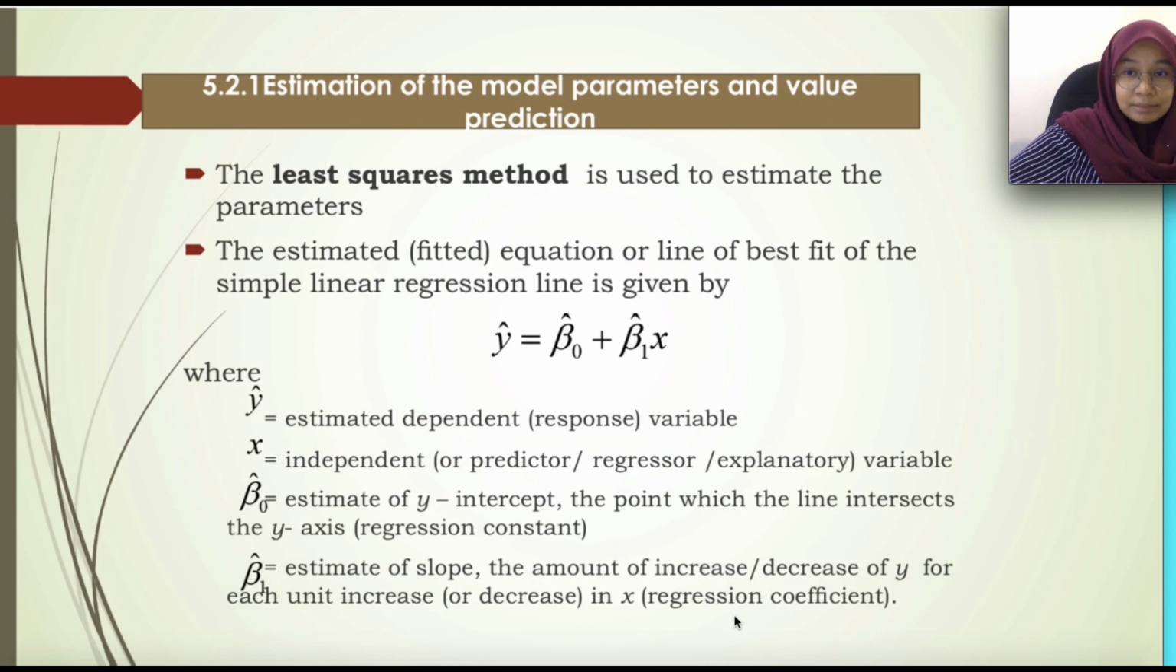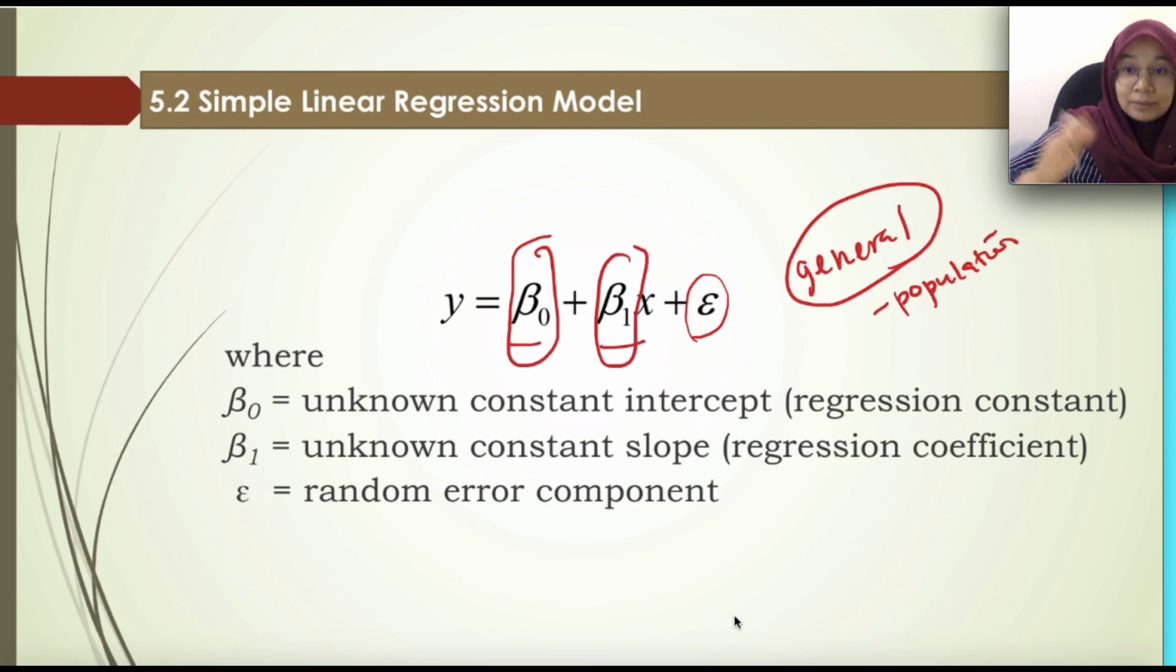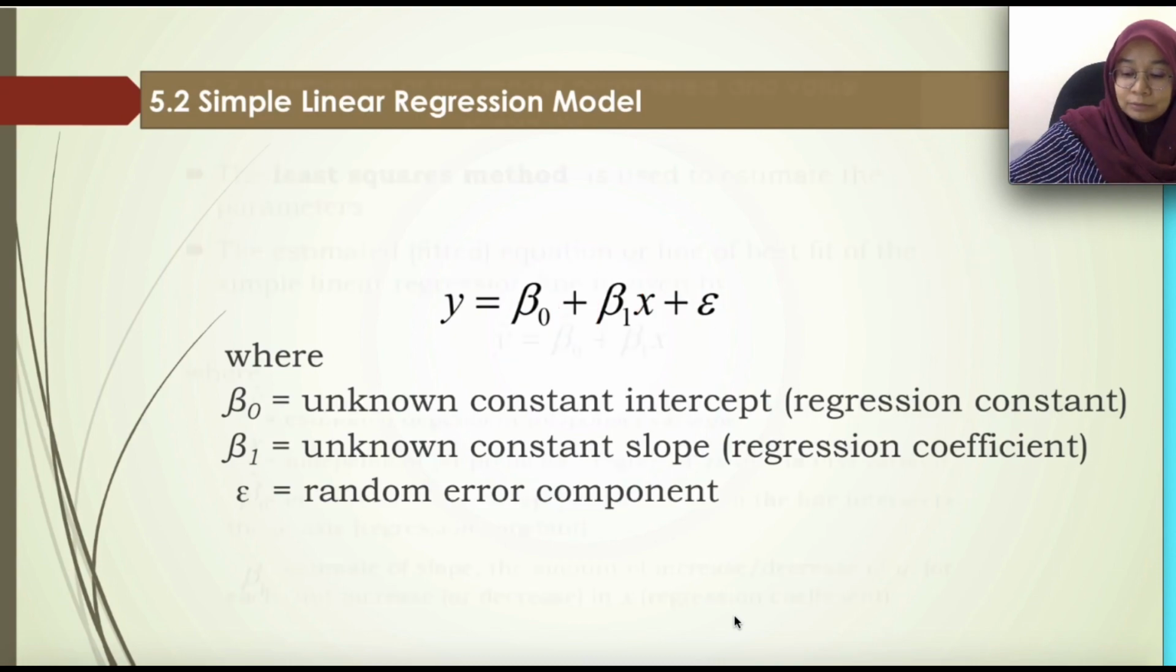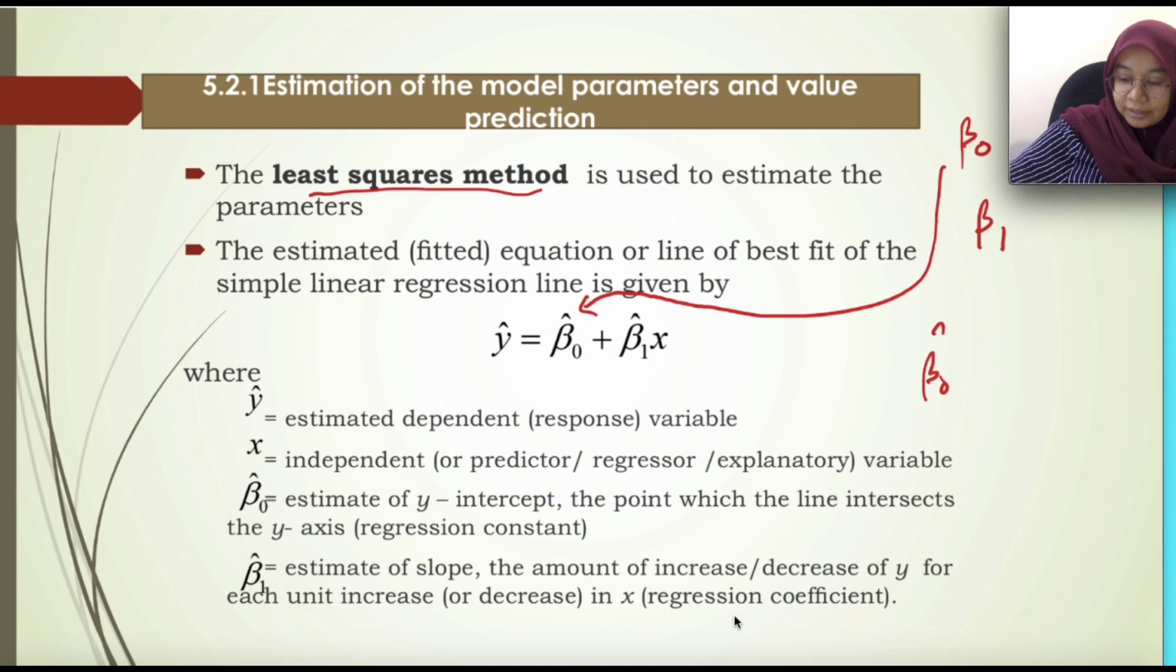We will use the method of least squares to estimate the parameters, because this one is the general for the population. We take a sample to estimate this population. So when we estimate, we want to estimate this beta 1 and beta naught. When we take a sample to represent this population, we will use estimation using the least squares method. So the beta naught and beta 1 just now will become this beta naught cap and beta 1 cap.